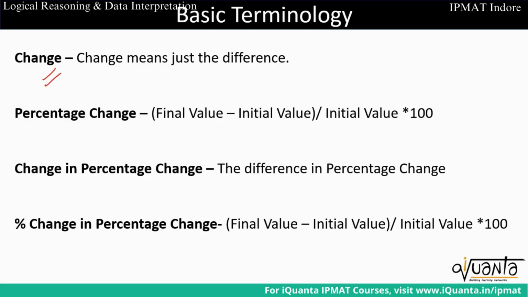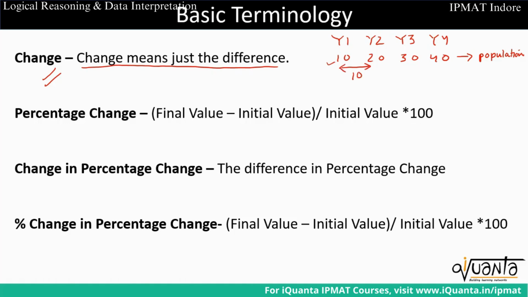So the first term is change. Change means just the difference. Like if you have the data for a few years with you, year 1, year 2, year 3 and year 4, which will be 10, 20, 30 and 40. Let this be the population of some town. So what is the change in population from year 1 to year 2? It is 10 because the value is increasing from 10 to 20. So the difference is the change, which is 10. Similarly for these 2 years, the change is 10. If I ask you for year 2 to year 4, then the change is 20 to 40, which is 20, because 40 minus 20 gives you 20.